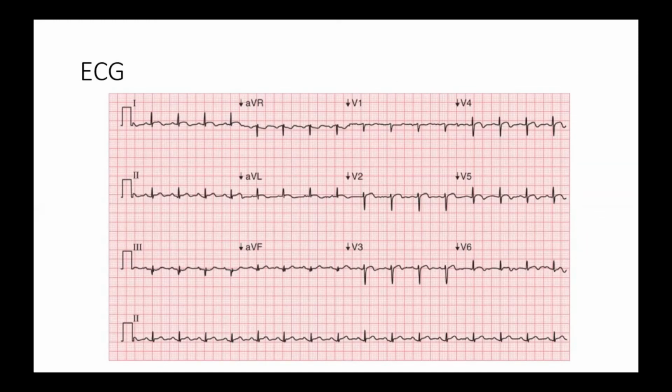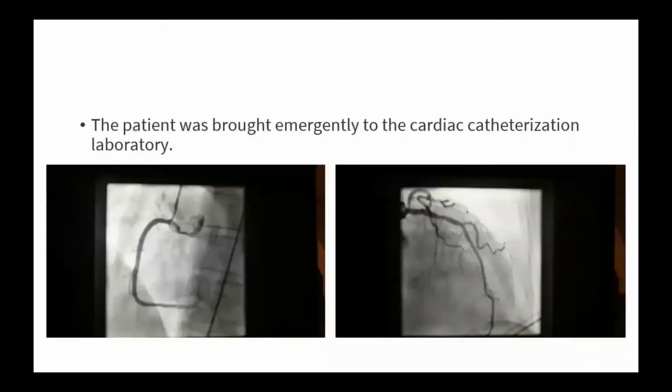Is there an ST elevation here? Can I appreciate? Yes, there is a biphasic T wave in V4, V5, V6, even V2 and V3. You can appreciate that there is an ST elevation in the anterior leads, and it is so clear in AVL and lead 1. So they took the patient to the cath lab, and this is her.